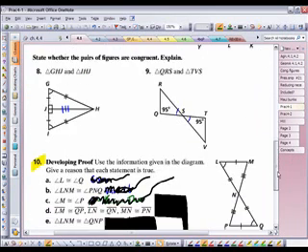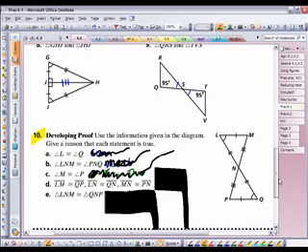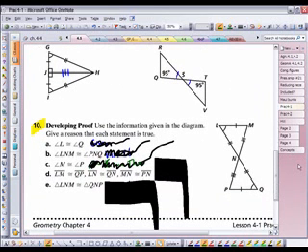And down here we have the beginnings of proof. We're going to be doing a lot of proofs in this chapter, so this is the start of it. So angle Q is congruent to angle Q. Well, that's already labeled, so that's given information. Angle LNM is congruent to angle PNQ, so let's draw those in. And that's true because those are vertical angles.